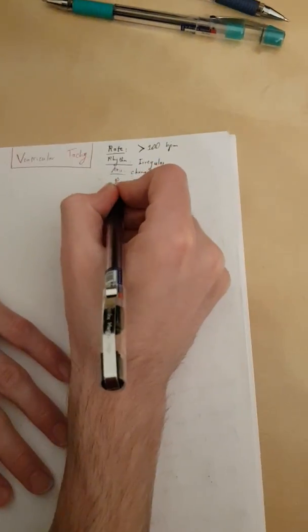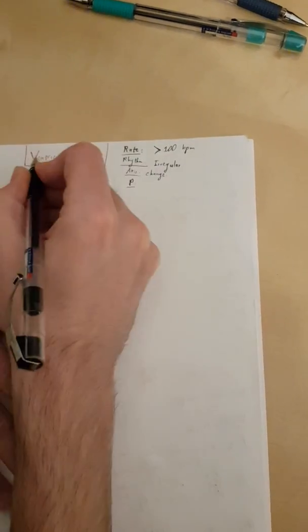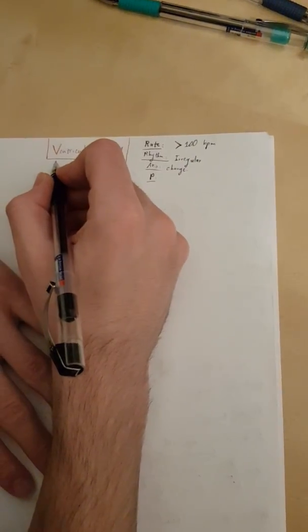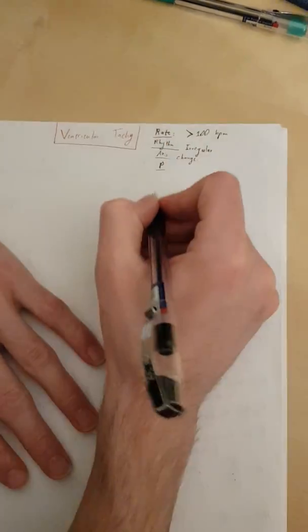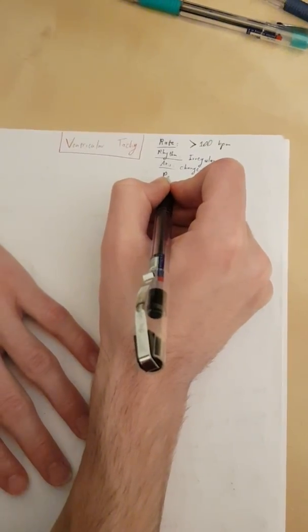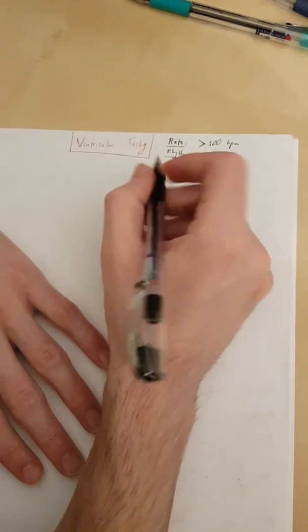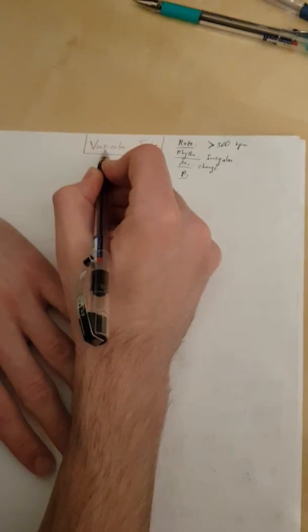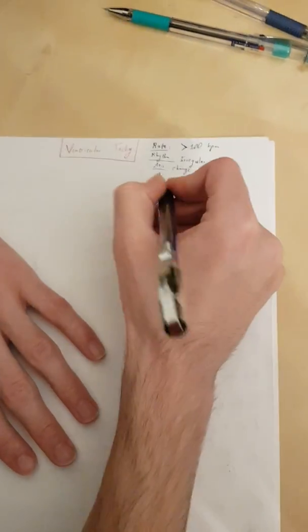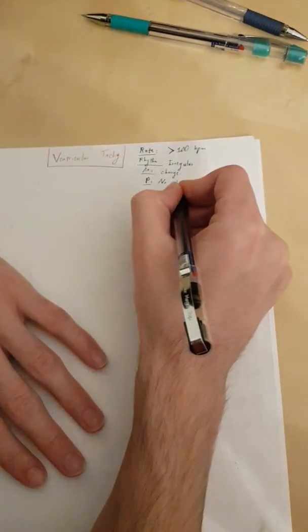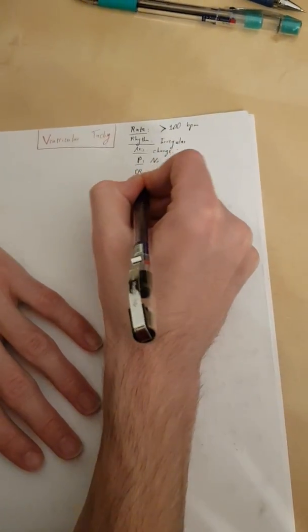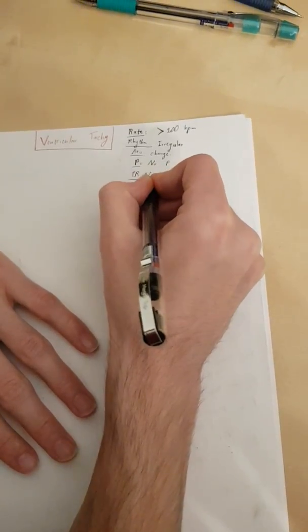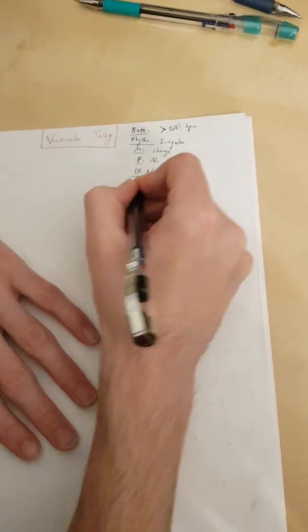Rate, rhythm, axis, P wave. We said all of these ventricular tachycardias are VPCs, ventricular premature complexes, or extrasystoles basically. And what do ventricular extrasystoles have? They have, yes, no P waves. So no P. What about PR? No P, then there's no PR.